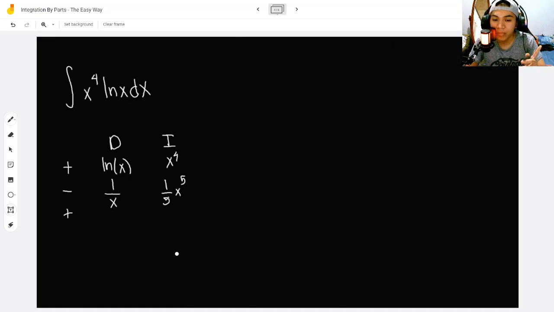If we keep differentiating this, it will approach basically 0. Alright? This will approach 0. And if we keep integrating, this will basically approach infinity. So that means the process will never end. Therefore, if it is a sum of the infinite products.